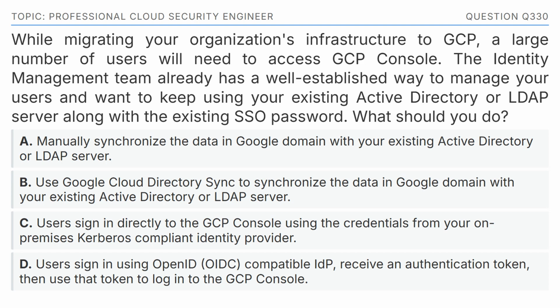Option B, use Google Cloud Directory Sync to synchronize the data in Google domain with your existing Active Directory or LDAP server. Option C, users sign in directly to the GCP console using the credentials from your on-premises Kerberos compliant identity provider. Option D, users sign in using an OpenID, OIDC, compatible IDP, receive an authentication token, then use that token to log in to the GCP console.